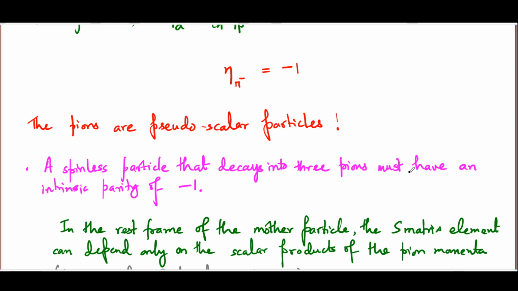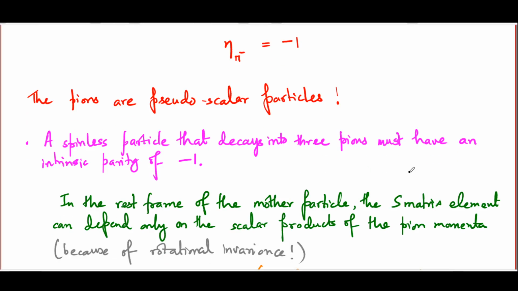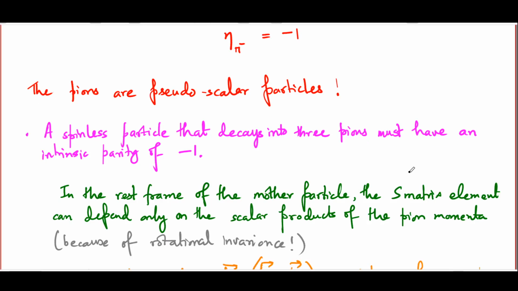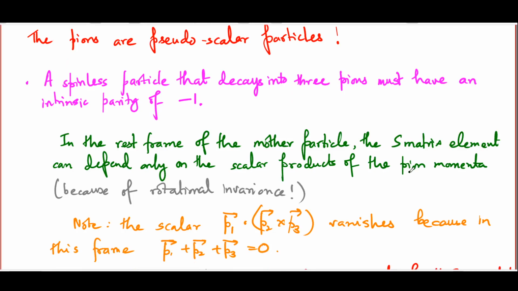So in the rest frame of this particle, the S matrix element can depend only on the pion momenta. And there, rotational invariance will tell you that it cannot just depend on the pion 3-momenta in any way. It can only depend on the scalar products of these, because they are the only rotationally invariant objects. There is another rotationally invariant object here, which is P1 dot P2 cross P3.